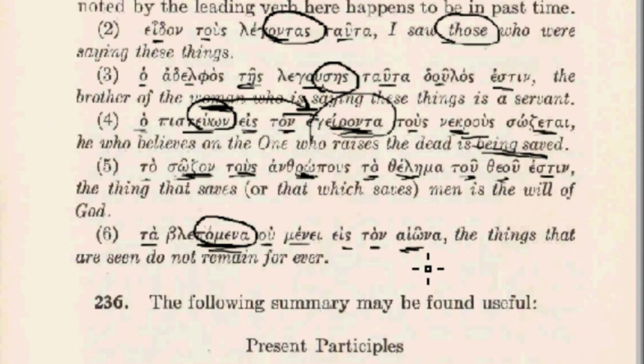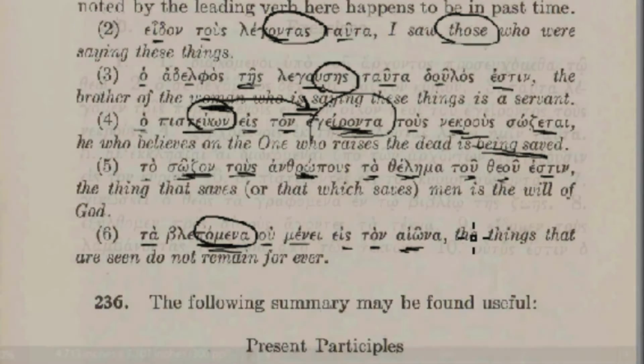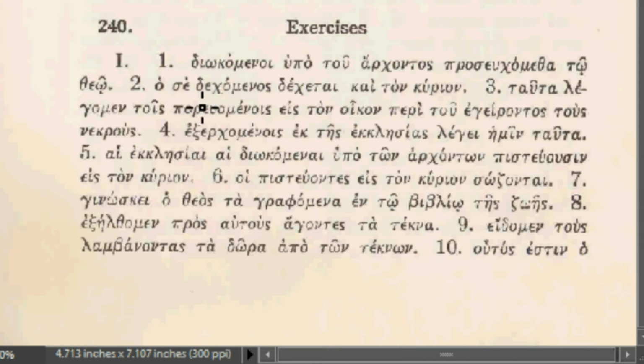Okay, well, hopefully working through those examples gave us some help. I want to take a look at the first three of each of the exercises, and then once again we'll turn you loose to go to work on the rest of these. Let's take a look at the first of them. Diokomenoi, hupo tu archontos, proseukometha to theo. So I notice here a participle.